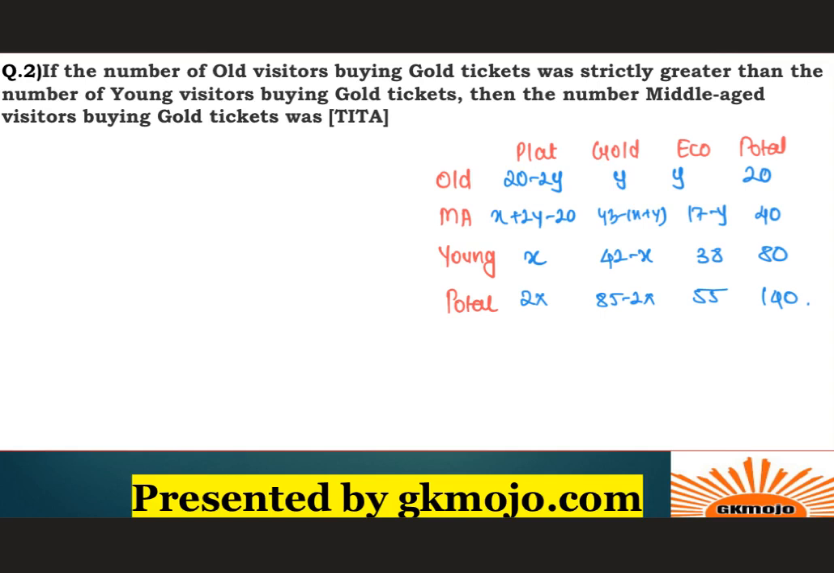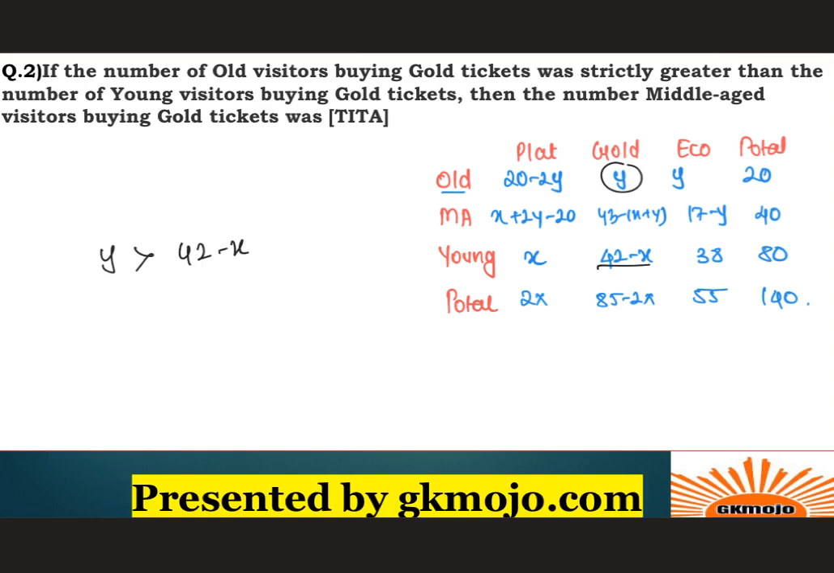Let us have a look at this question. If the number of old visitors buying gold tickets was strictly greater than the number of young visitors buying gold tickets, then the number of middle-aged visitors buying gold tickets was. Alright, so basically what they say is the number of old visitors buying the gold tickets, this y, was strictly greater than the number of young visitors buying the tickets, right? This is 42 minus x, right?